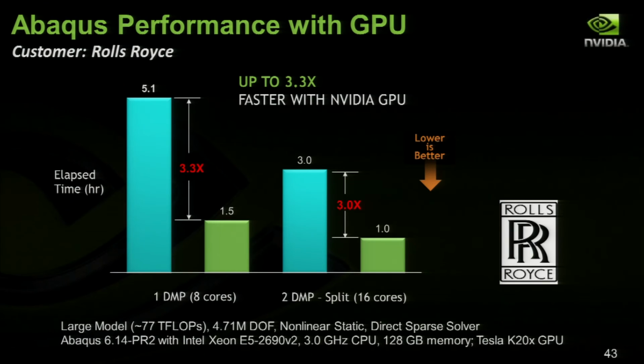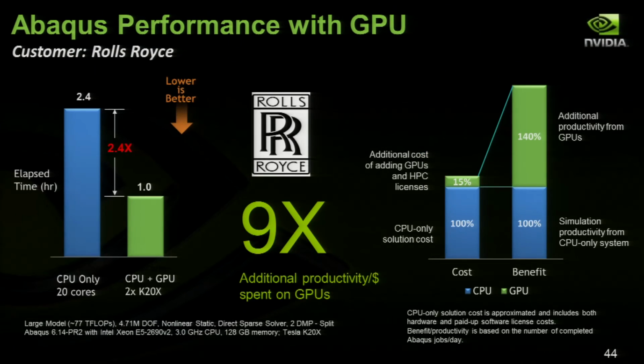And the same simulation, when we did this on 2 DMP processes, CPU is taking 3 hours, GPU is taking 1 hour, so that's a 3x improvement in performance. So this shows the typical speedups in Abaqus in a problem like this.